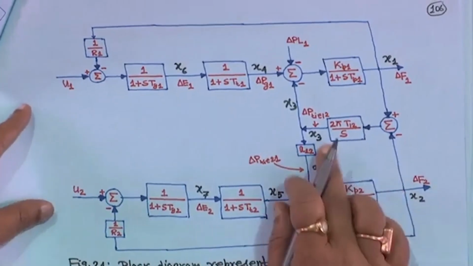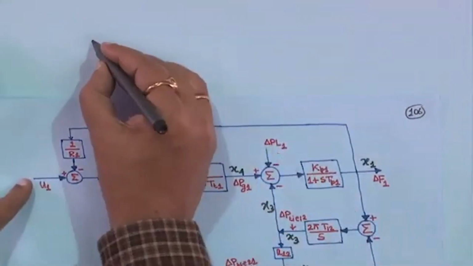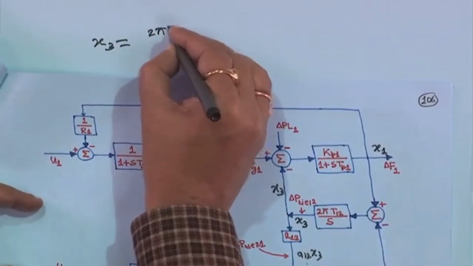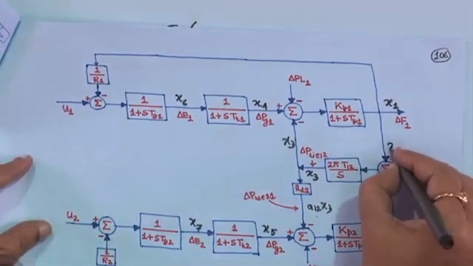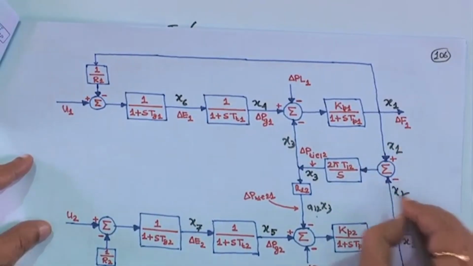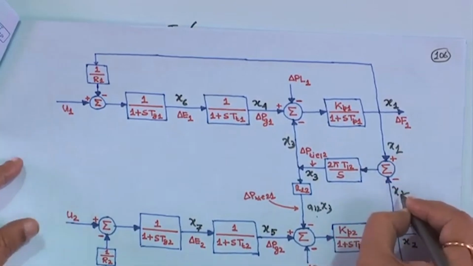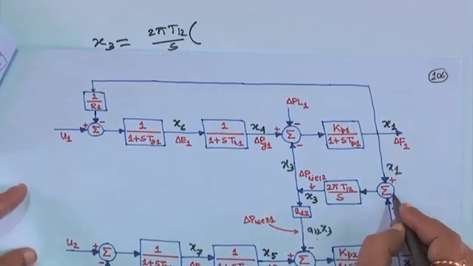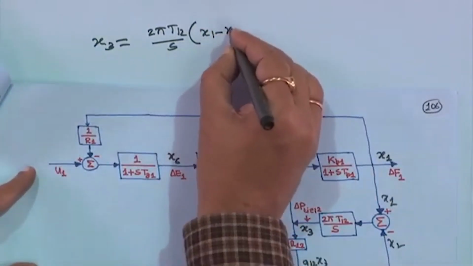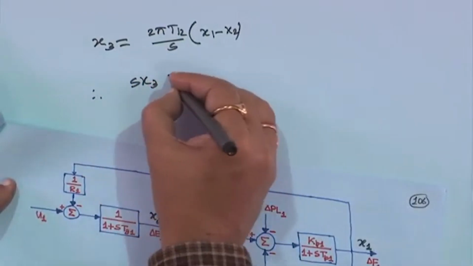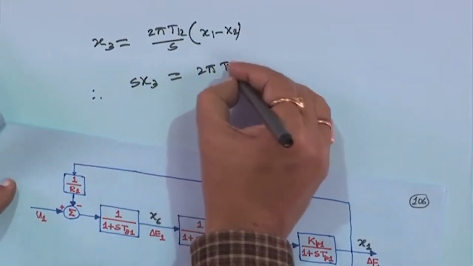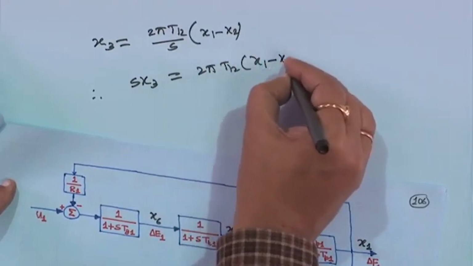So, in this case if you look at the block diagram, x3 is equal to 2 pi T12 upon s into, this is actually x1, and this is x2, so into x1 minus x2, right. So, it is plus x1, minus x2, x1 minus x2, right. That means s x3 is equal to 2 pi T12 (x1 minus x2).